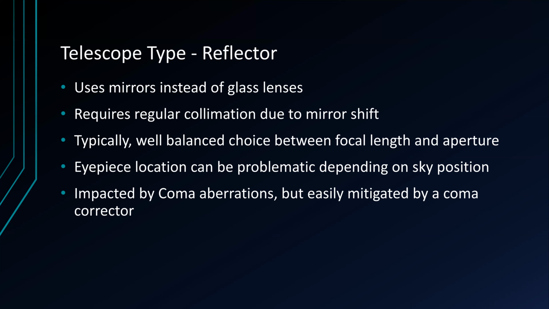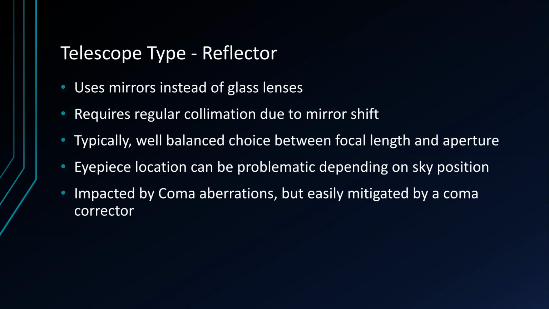I think the main drawback in this scope design for visual observers tends to be the location of the eyepiece. As I mentioned briefly when talking about image inversion, you don't typically use a diagonal when looking through a Newtonian. It's more weight on the side of the scope, so it can cause the mount to move.